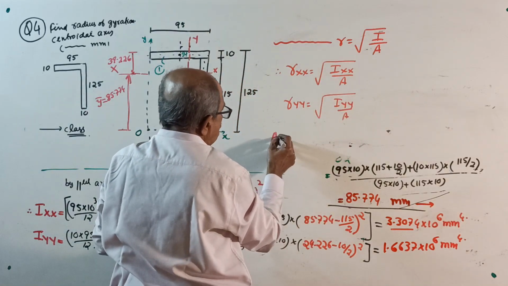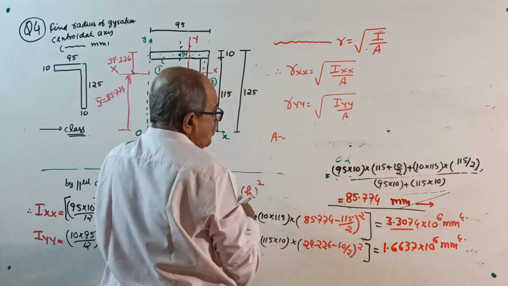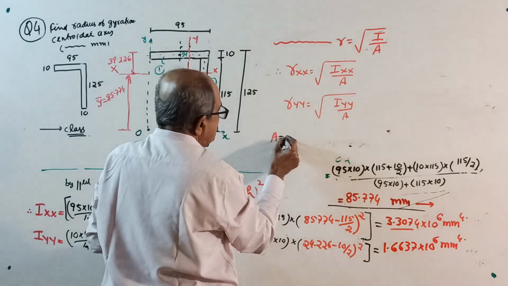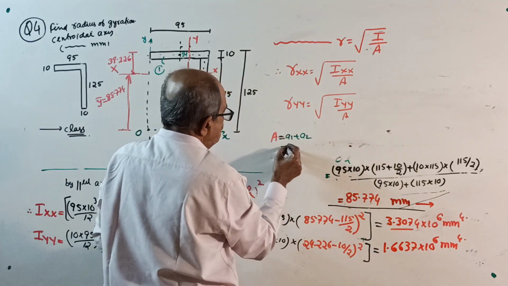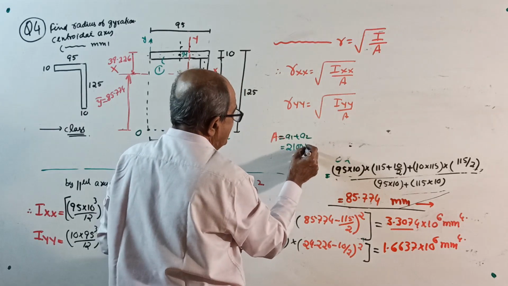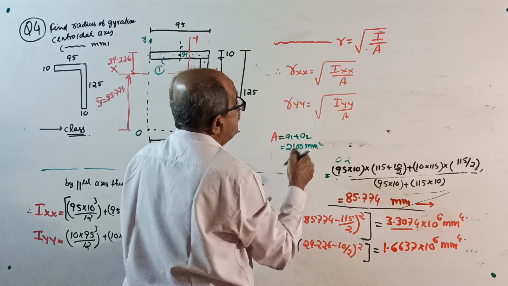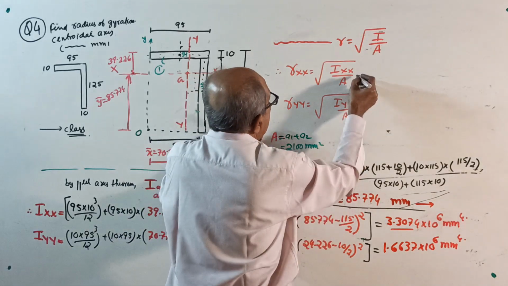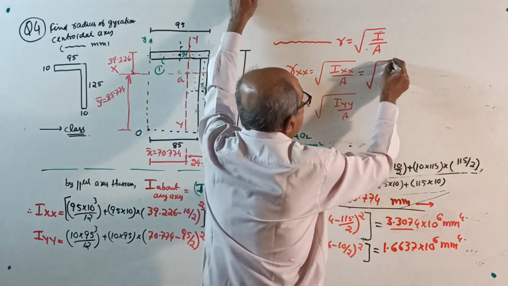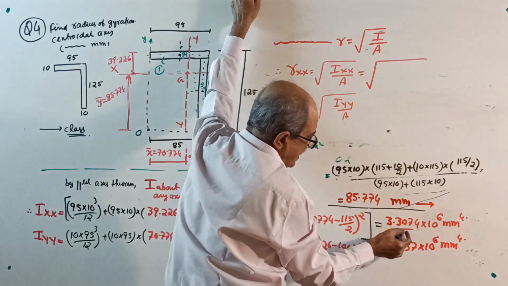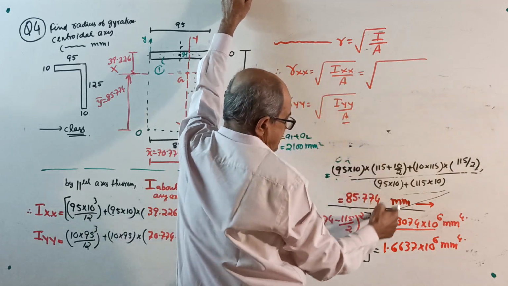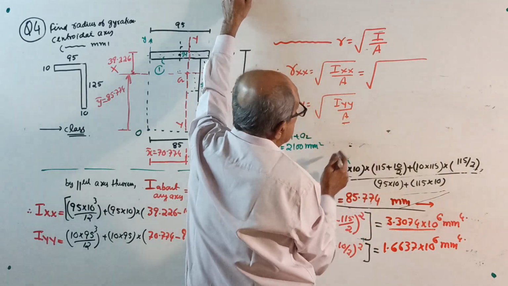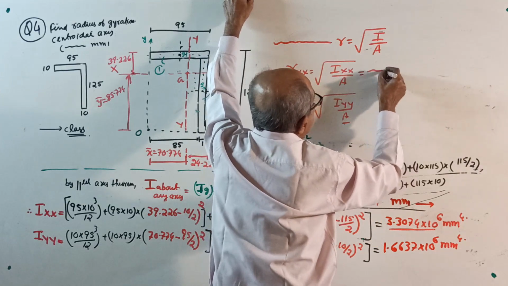Total area equals A1 plus A2. You already know it, you calculate. It is actually 2100 mm square. Therefore, substitute: your RXX is root of whatever IXX you got divided by 2100. How much is it? Why should I waste time? I should not calculate it, it is a waste of time. You do it.